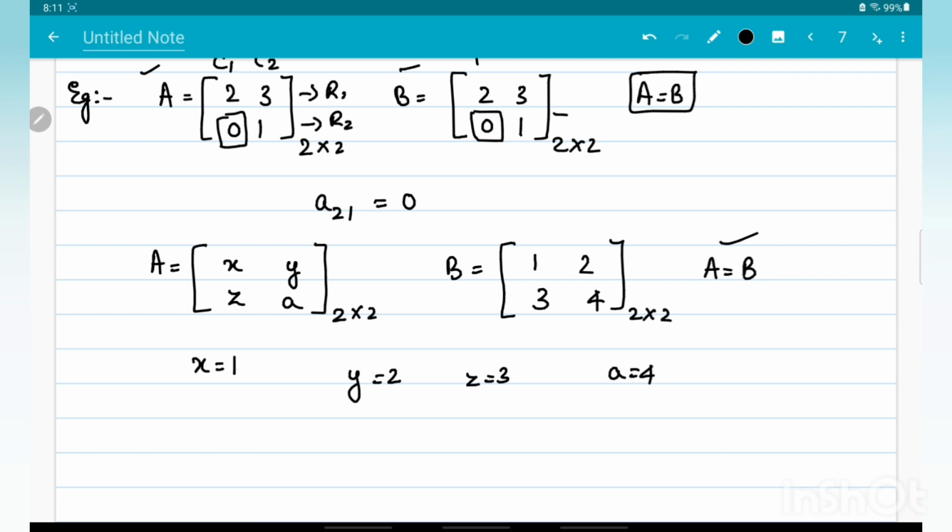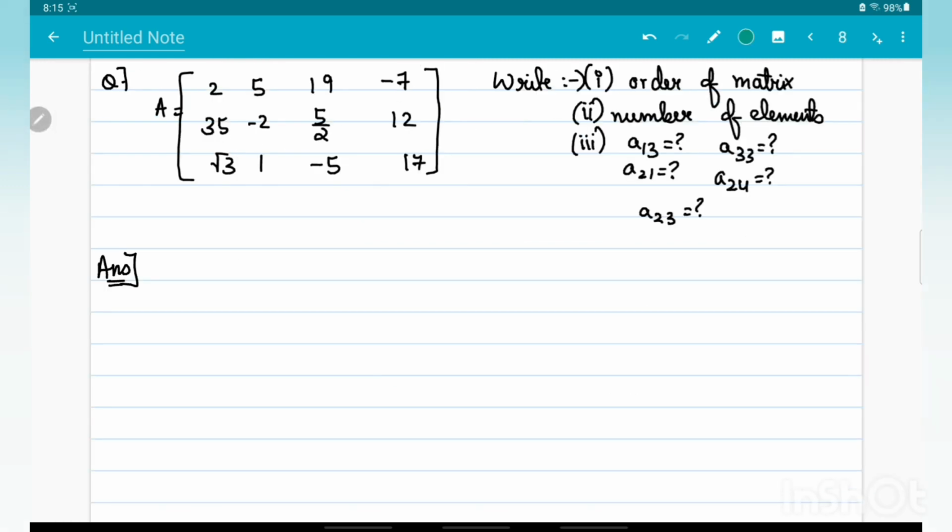Okay, so that is how you find these elements of matrix A, because both the matrices were equal, so I can equate the corresponding elements. So these type of sums you can find in your exercises also. Okay, so we have done some of the basics of matrices. Now let us solve some questions.